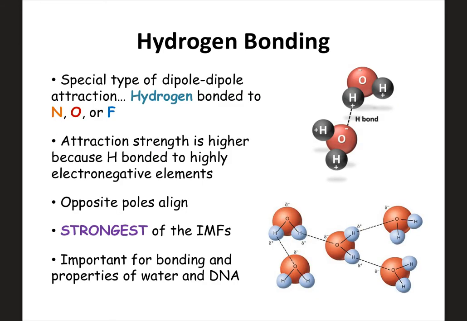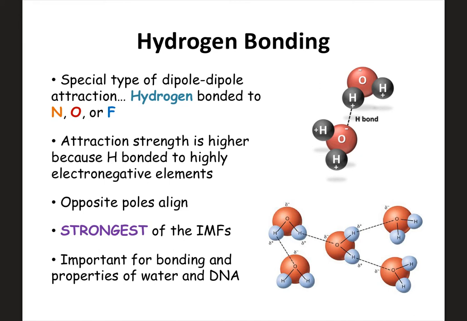The third type of IMF is called hydrogen bonding. The name is a little confusing because it's not a real bond, okay? So that's very important. It is an IMF. It is basically just a stronger version of a dipole-dipole. If you understand what dipole-dipole is, hydrogen bonding is just a stronger form of that.